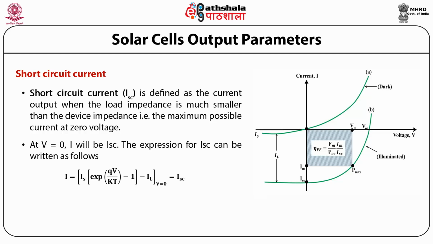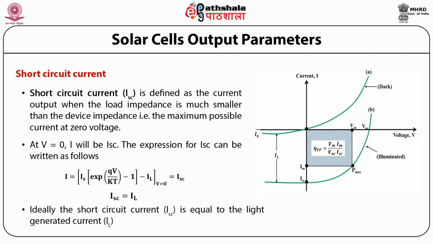This is nothing but ISC, which shows that ISC is equal to IL, because the exponential part becomes equal to 1, and this 1 minus 1 results in 0. So we are left only with IL. So ideally, the short circuit current ISC is equal to the light generated current IL.